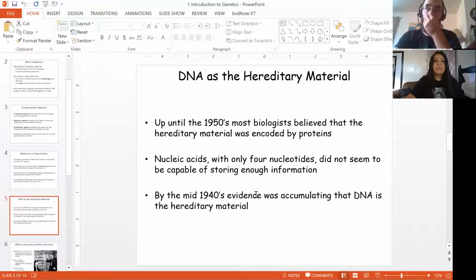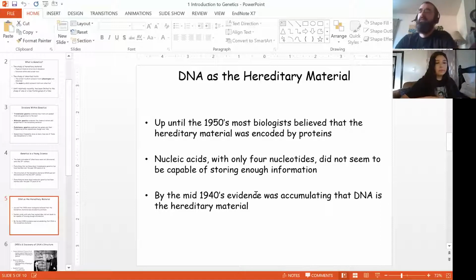And so this is actually kind of cool because it gets to a lot of stuff that we'll be learning about later, right? Particularly when we talk about transcription and translation, or the central dogma or gene expression, whatever you want to call it.